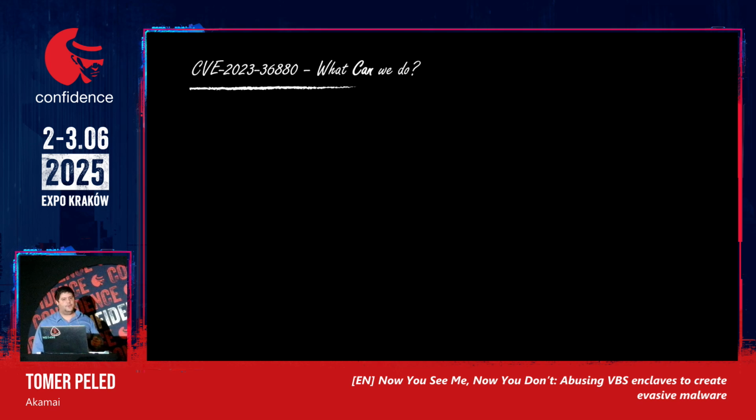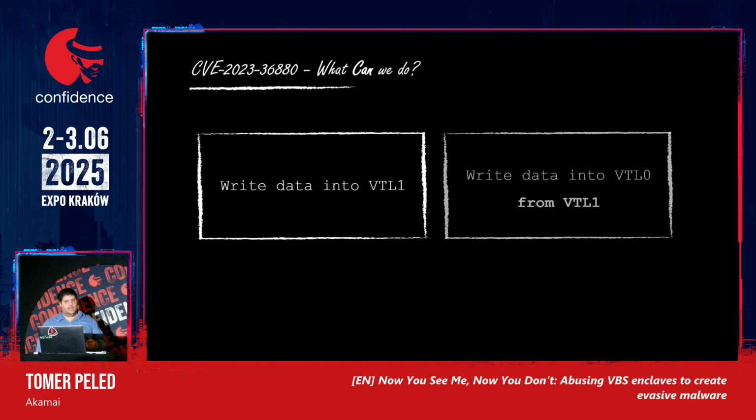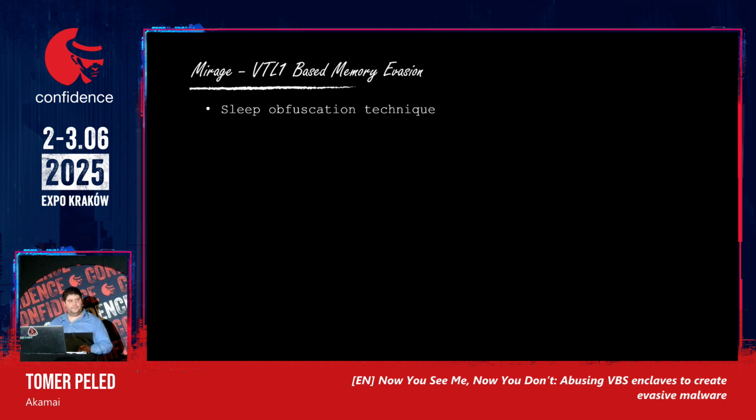And let's recap what we can actually do. Using this vulnerability, we can actually write data from VTL0 into VTL1, into the enclave. And more importantly, we can write anything that we want from VTL1 into VTL0. This writing process will not be able to be blocked because, as we have said, EDRs cannot block anything that is running inside the enclave. So after playing with this, we came up with Mirage.